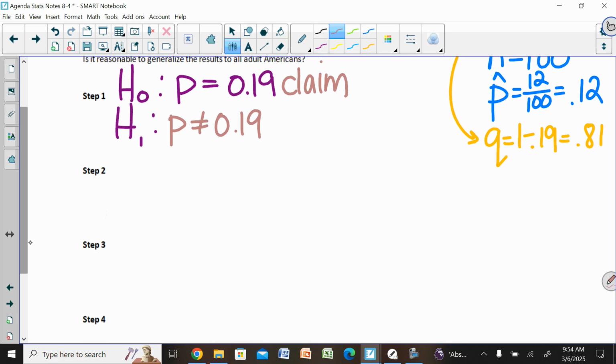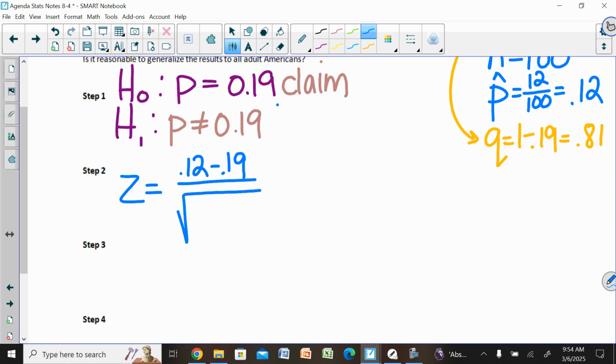So step 2, I'm going to calculate my test statistic. I'm not going to write down that formula again, but I'm going to remember that it's p-hat, so 0.12 minus p. Again, remember, I mentioned it before, our second value in our test statistic is always our population value. And that's going to all be over 0.19 times 0.81, all over my sample size of 100. When I did that math, I ended up with a negative 1.78.